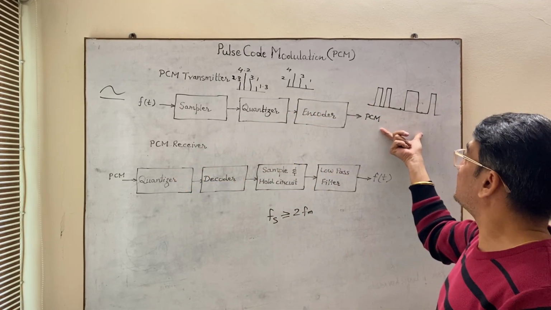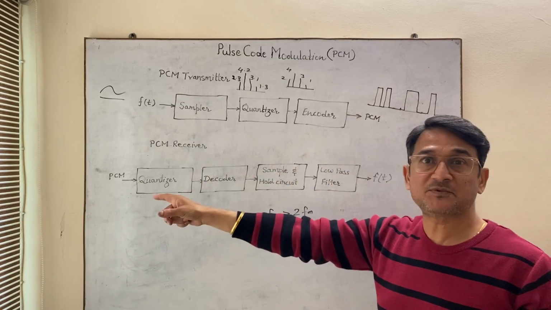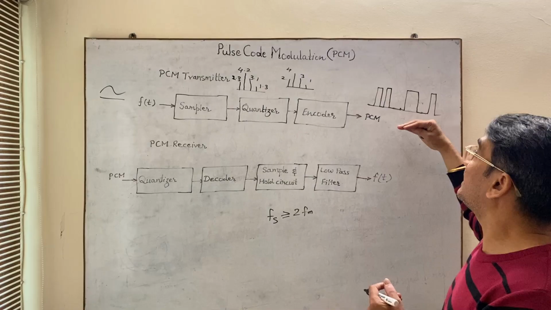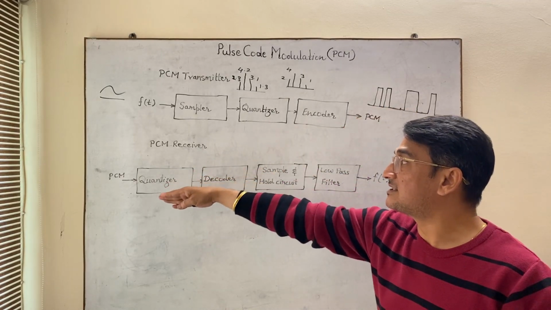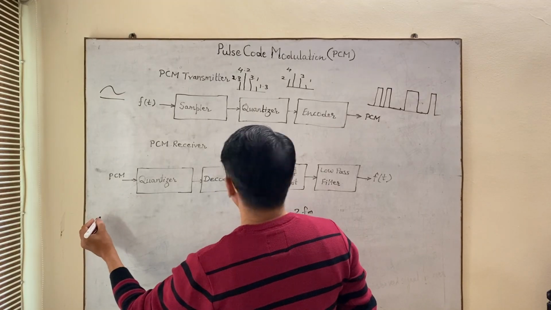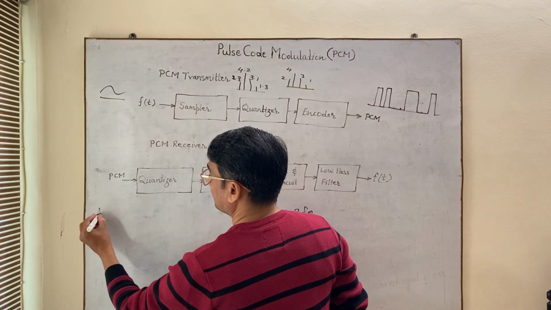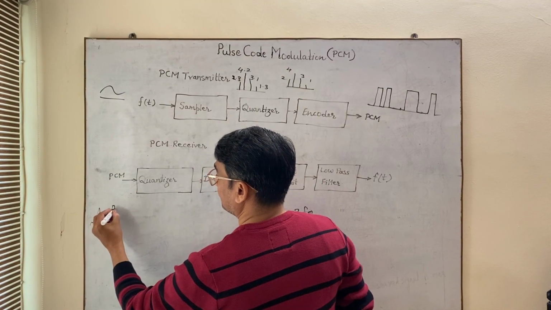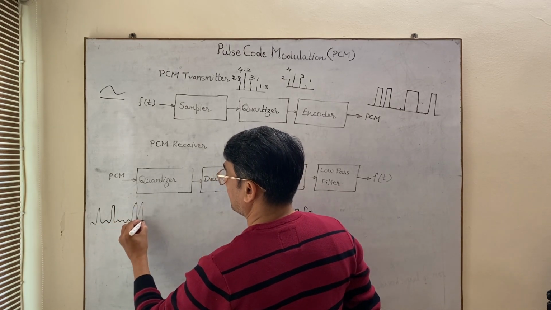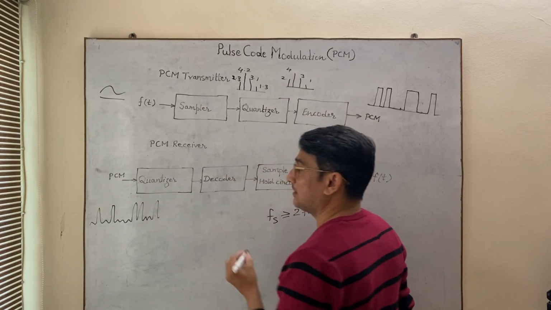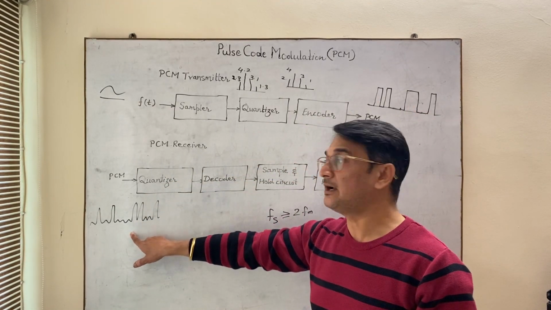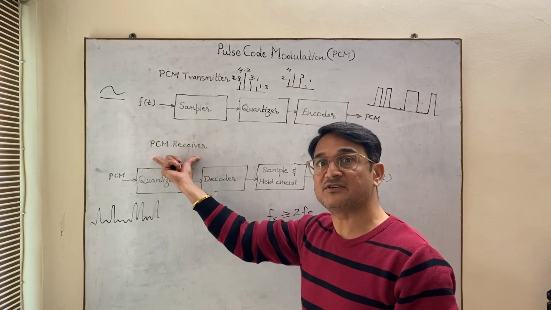Now the receiver will receive this signal. This signal is passed through some channel, and that channel may contain some noise. That noise will definitely affect this signal. So at the receiving end, your PCM signal will look something like this: 0, 1, 0, 1, 0, 0, 0, 1, 1, 0, 0, 1. So this signal will look like this at the input of the PCM receiver.